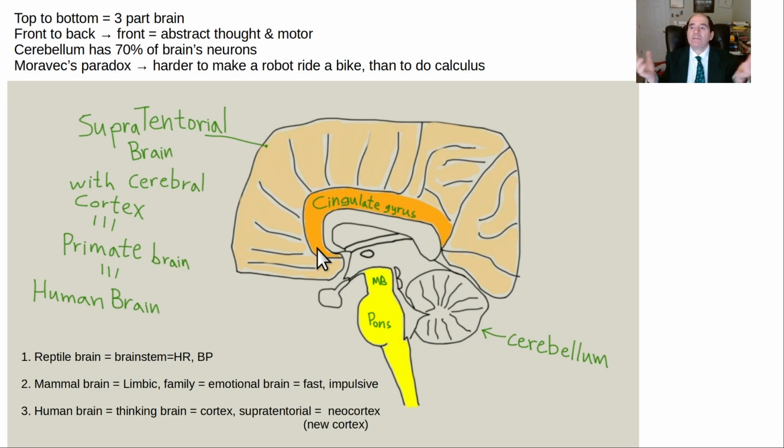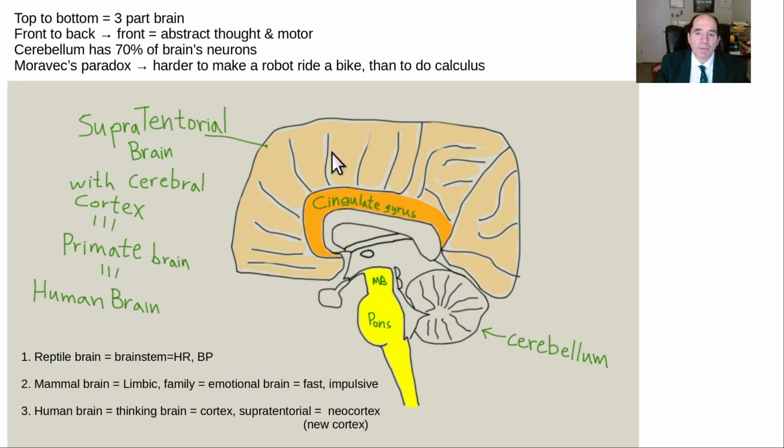A mammal has live-born young. It has to nurse them, take care of them. It's still very fast and impulsive, like your dog, a mammal. And it's also called limbic, because limbic means edge, and right at the medial edge of the brain, that's where this is located.